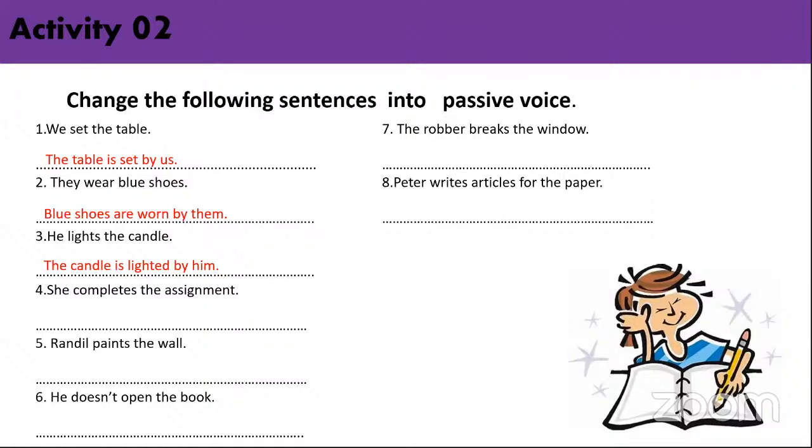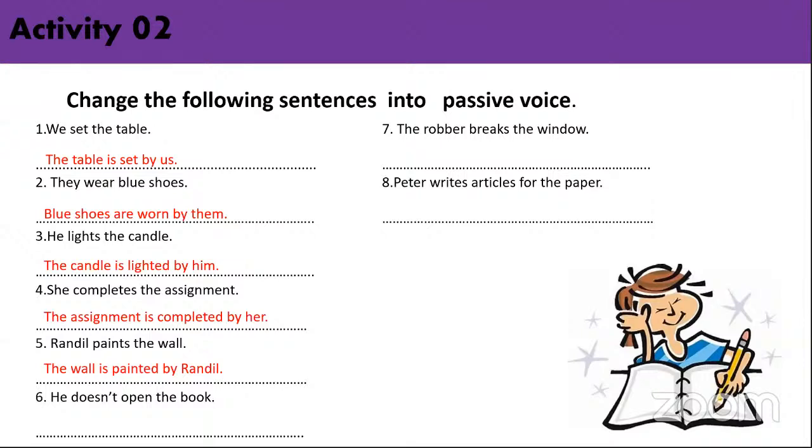Completes. Past participle verb is completed. Then the assignment is completed by her. Next one. Randil paints the wall. Then you have to take the wall to the subject position. The wall is singular. Then you have to use is. Paint. Painted by Randil. The wall is painted by Randil.